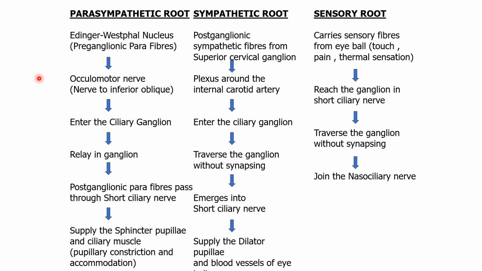So the purpose of the ciliary ganglion is that it is a relay station for the action on the sphincter pupillae and ciliary muscle, basically to contract these muscles through the parasympathetic route. The sympathetic route is for the vasomotor supply and for the dilator pupillae, and the sensory route carries the sensations from the eyeball.